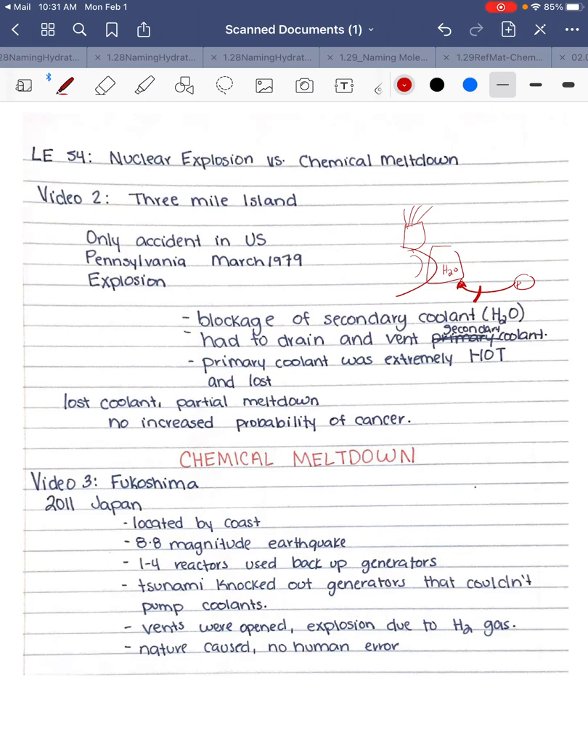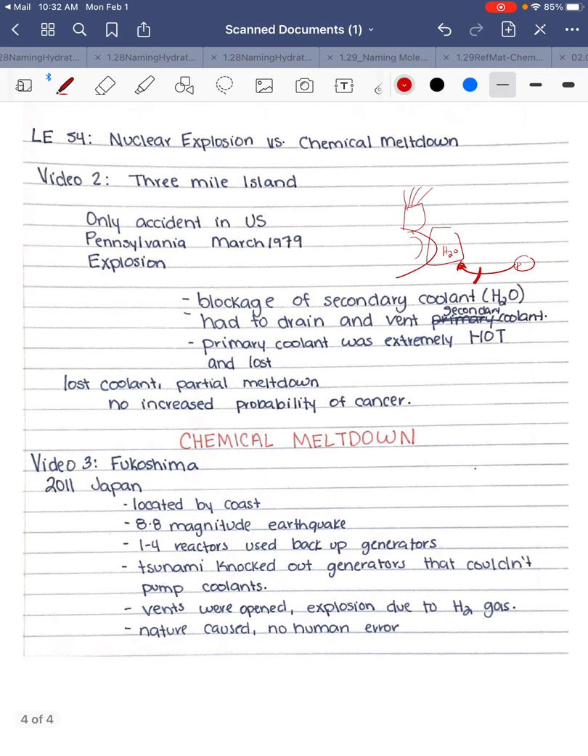So this is why we had an explosion in 3 Mile Island. Again, it was due to the blockage of the secondary coolant, which is your water. They had to drain it. They tried to cool it off. They couldn't. It wasn't enough just to vent it, and there was an explosion. Again, it is very unfortunate. I guess the silver lining was that there's no increased probability of cancer for the surrounding people in that area. So according to research, anyone who lived around that area didn't have higher chances of getting cancer.